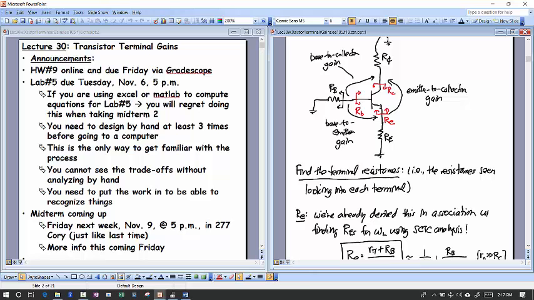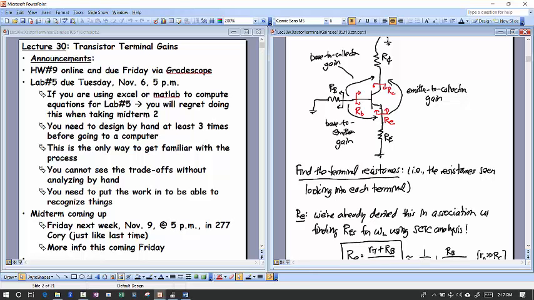Okay? Now, one thing I do want to say about Lab number 5: in office hours at least, I'm seeing a lot of people, and this is good strategy in general, to save yourself time, do the design using an Excel spreadsheet where you put the equations into that spreadsheet and let it calculate everything for you, or use MATLAB or something. Don't do that. At least not in the beginning.